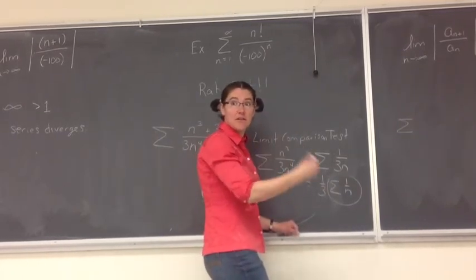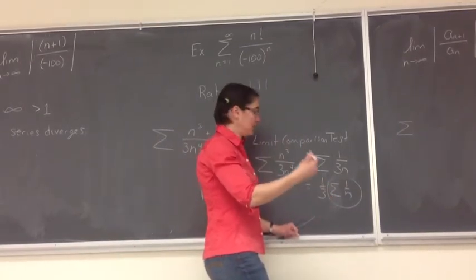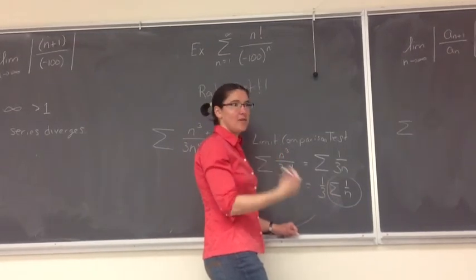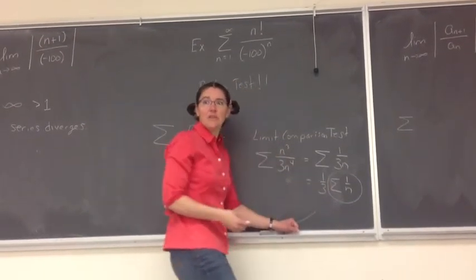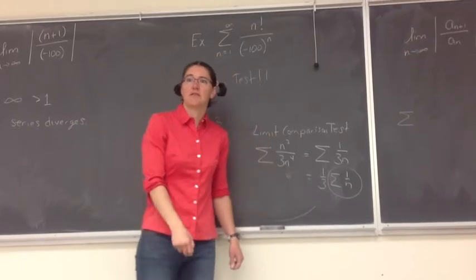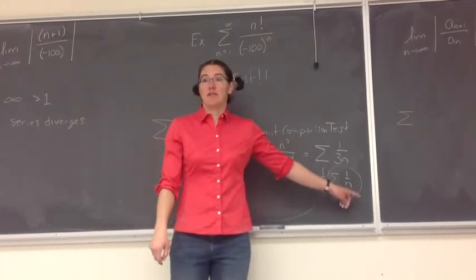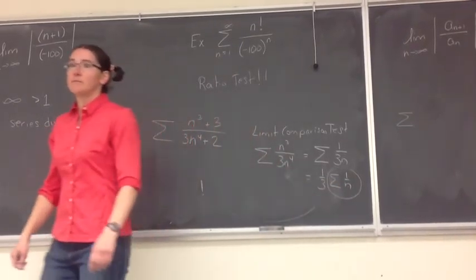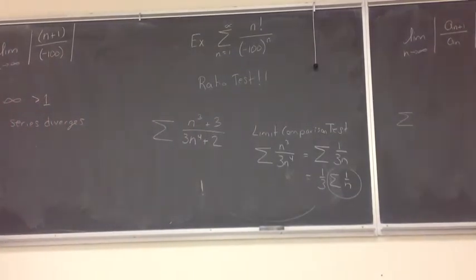So even though the terms go to 0, when the terms go to 0, we know nothing about the series. The series could converge, could diverge. So this particular series diverges, just because of the harmonic series, that always diverges. That's correct. It's a p-series with p equal to 1. Okay. Other questions?